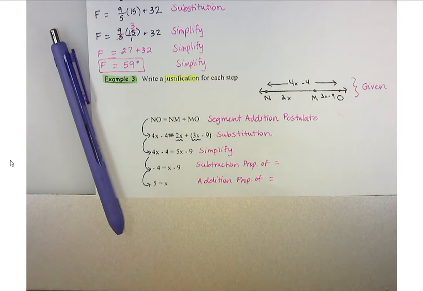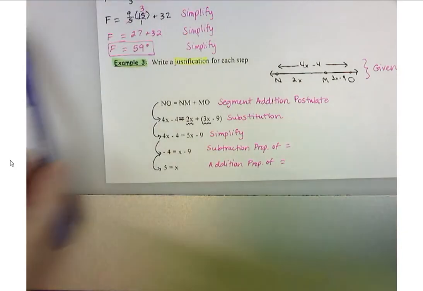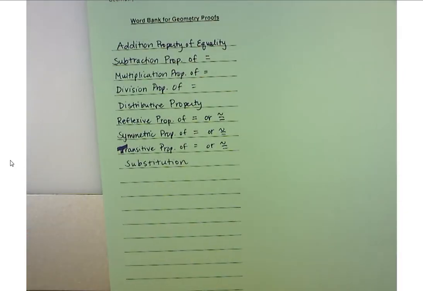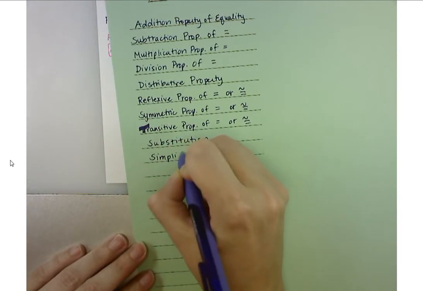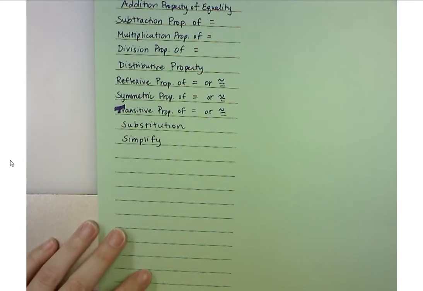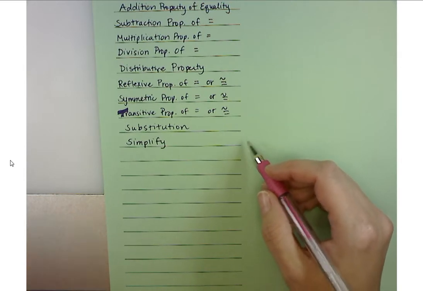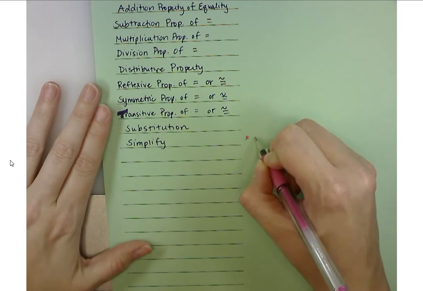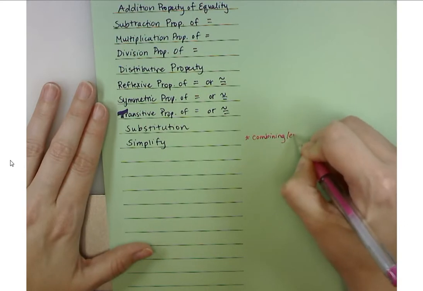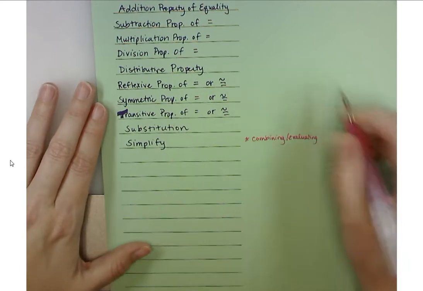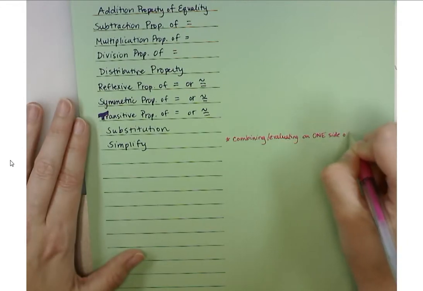So you're always asking yourself, how did I get from one step to the next? Let's go ahead and write some more things on our sheet. One other thing we used was simplify. And we're also going to put some little hints on the side. For simplify, that's when you are combining or evaluating on one side of the equation.